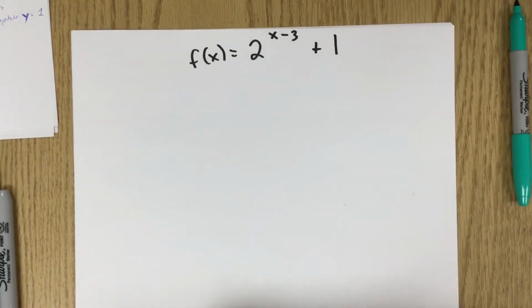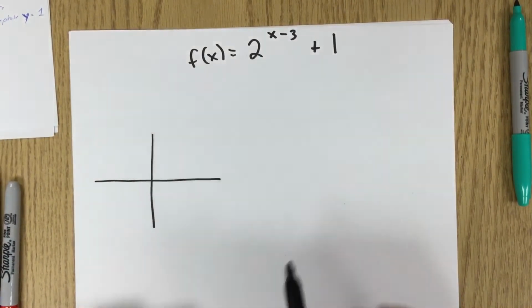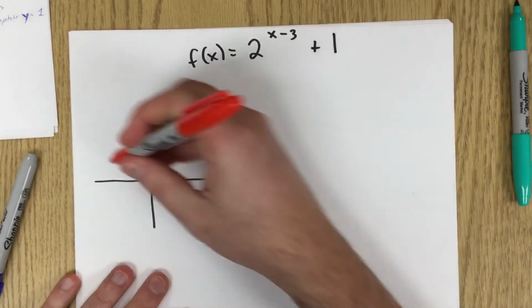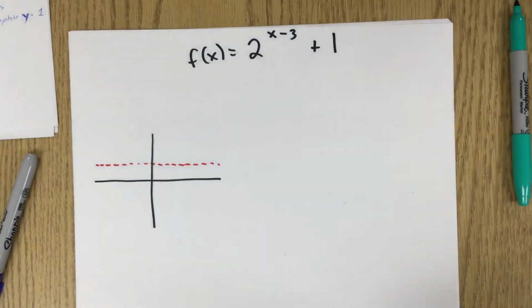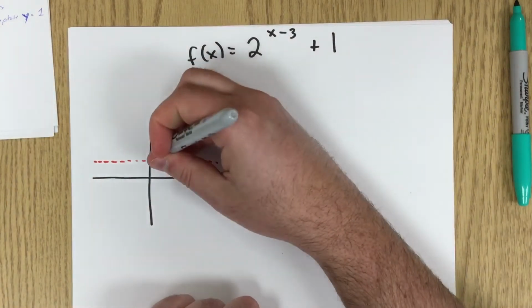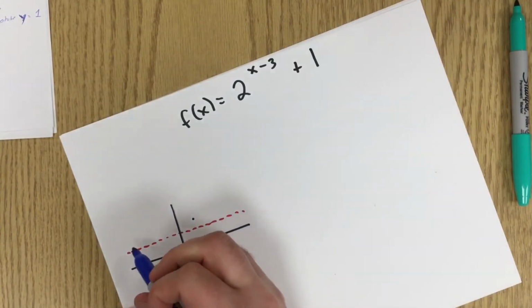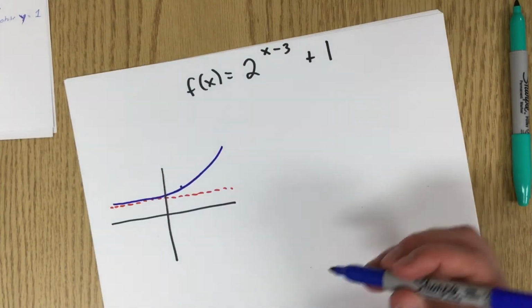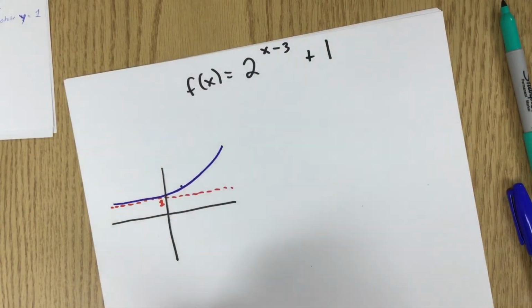f of x equals 2 to the x minus 3, plus 1. So what's happened here? The asymptote has gone up 1. It's moved to the right, but for exponential equations, you have the y-intercept over there, and it's just moved over to the right. But it's not going to look too much different. It's still going to look roughly like that. The asymptote went through 1.